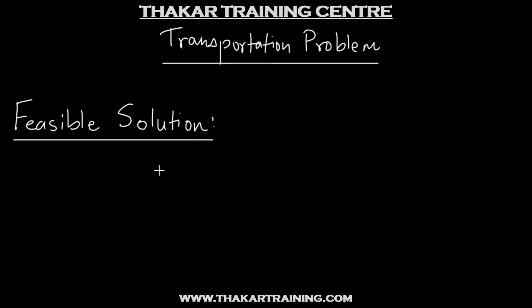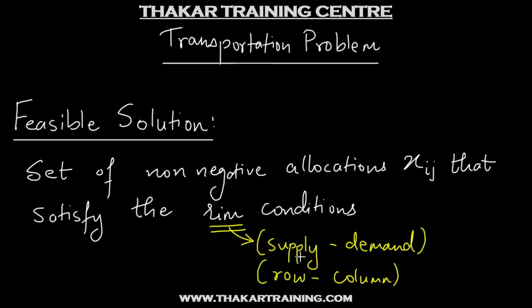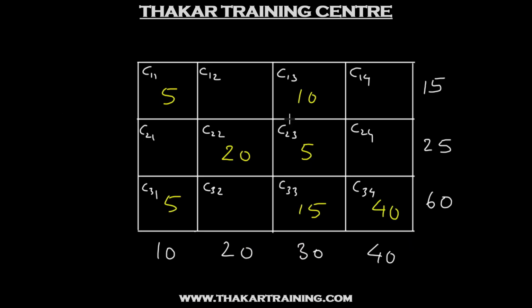First is a feasible solution. A feasible solution is a set of non-negative allocations xij that satisfy the rim conditions. Now rim conditions are nothing but the supply-demand conditions, or they can also be called the row-column conditions. So let's understand this with the help of the example. Now suppose this is a solution to the problem that we just saw.